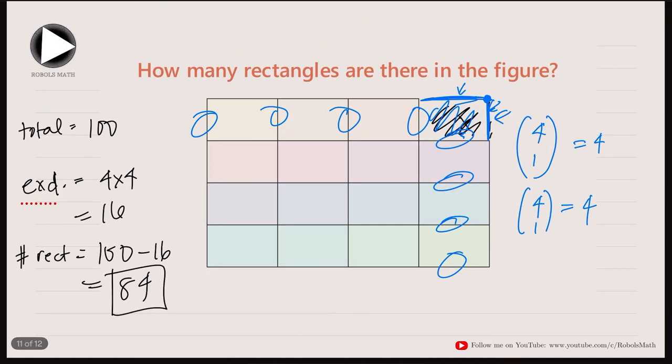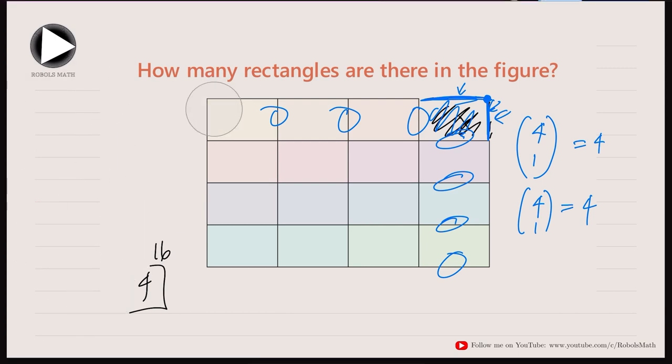So again, the trick here is to first count the total, assuming there are no missing rectangles, and then the next is to find the number of excluded rectangles. Is that clear? Okay, let's look at the second solution.